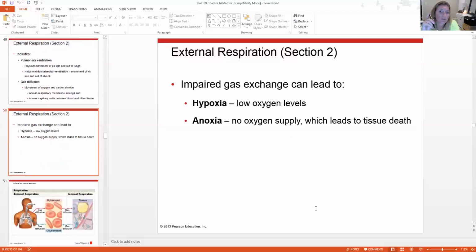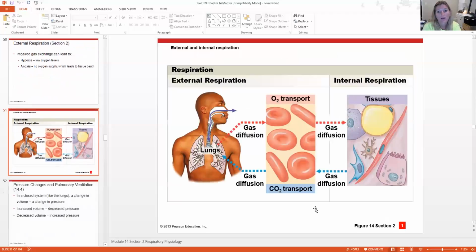External respiration can be impaired. You can have hypoxia, which is low oxygen levels, or anoxia, which is no oxygen supply. That could lead to tissue death. Very, very uncommon, but still possible. So here you see external respiration involving the gas diffusion into and out of the body, inhale, exhale, and then internal respiration is gas diffusion into and out of the tissues.